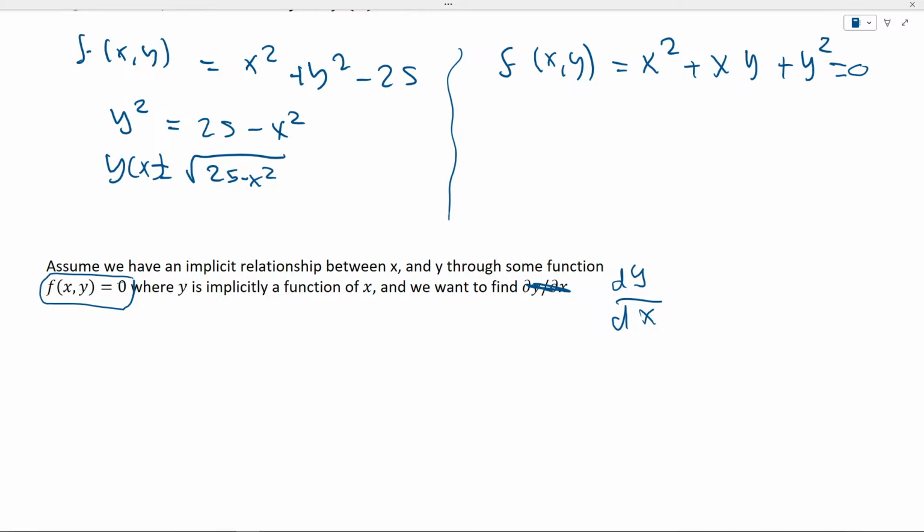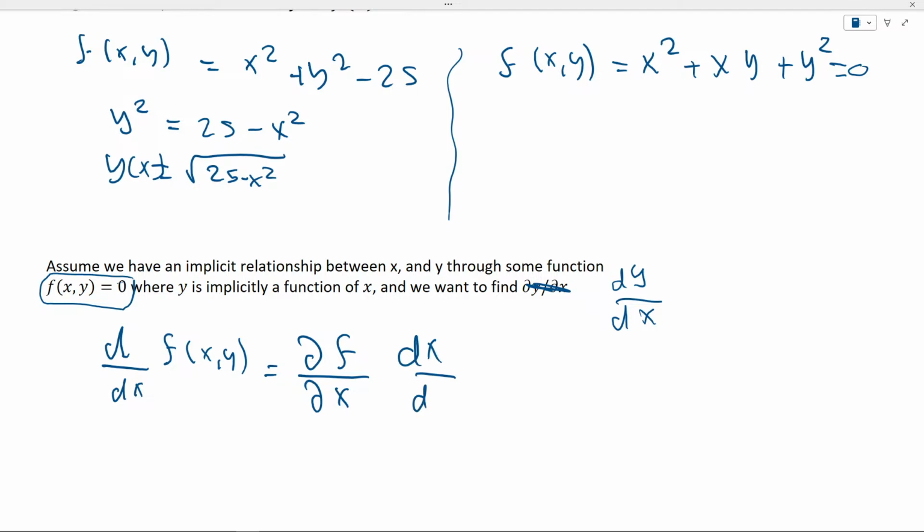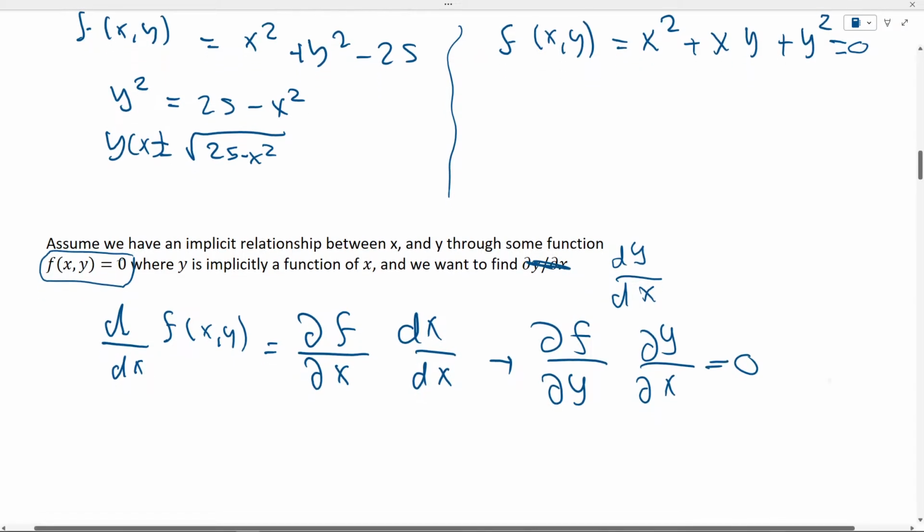Let's just apply what we did previously. So remember what we did previously. We say dx of my function, which is a function of x and y, would be equal to partial f with respect to x times dx with respect to dx, plus, because this can go together, partial f with respect to y times dy with respect to dx. That would be equal to 0, okay?